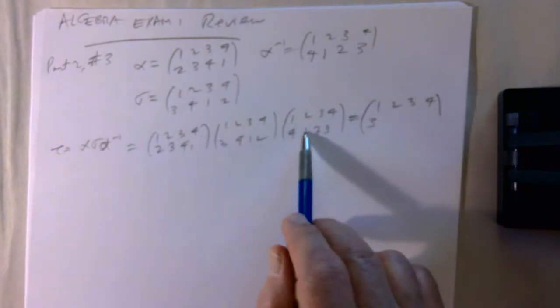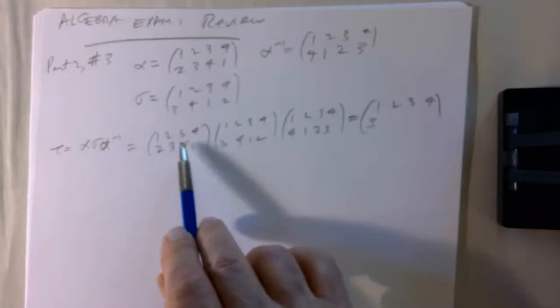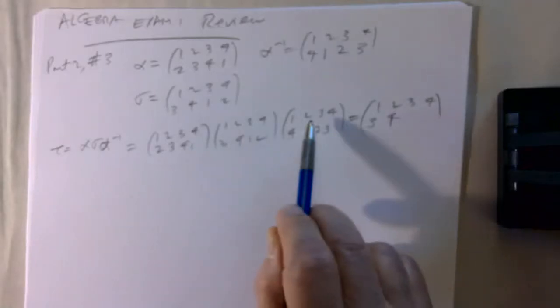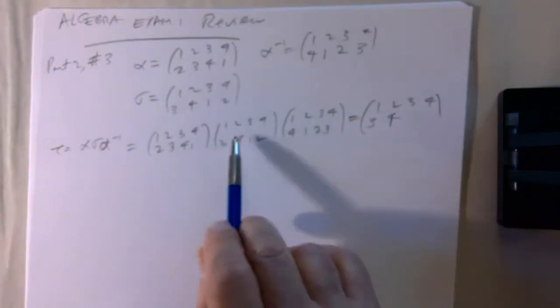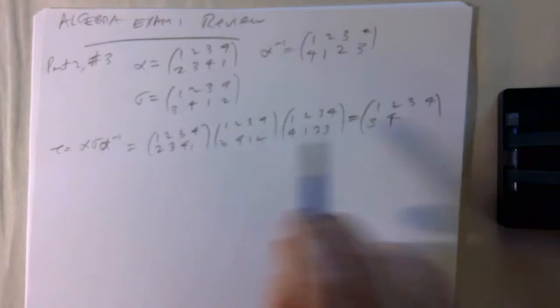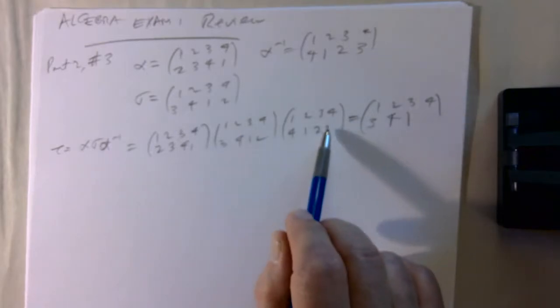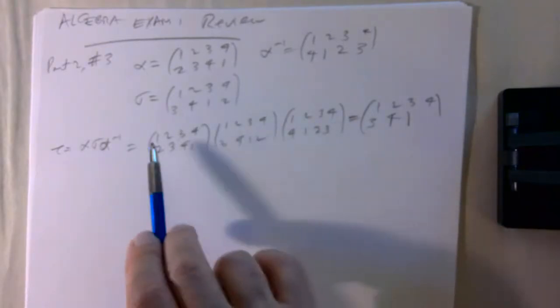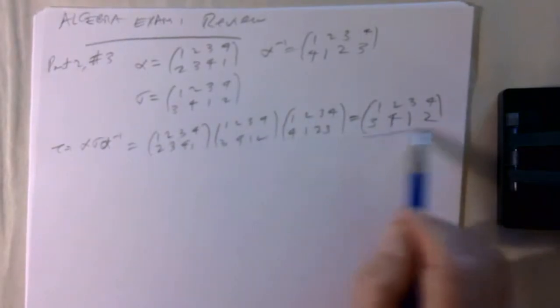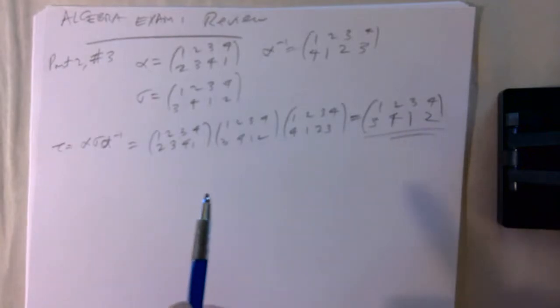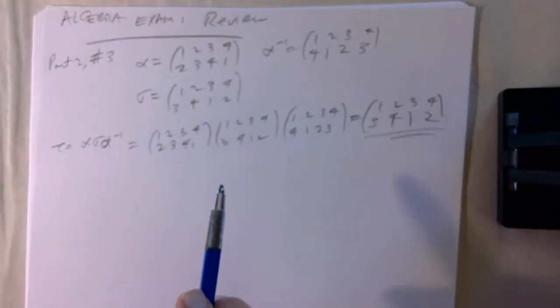2 goes to 1, then to 3, then 3 to 4. 3 goes to 2, 2 goes to 4, 4 goes to 1. 4 goes to 3, 3 is sent to 1, 1 is sent to 2. So this is the permutation that you end up with.